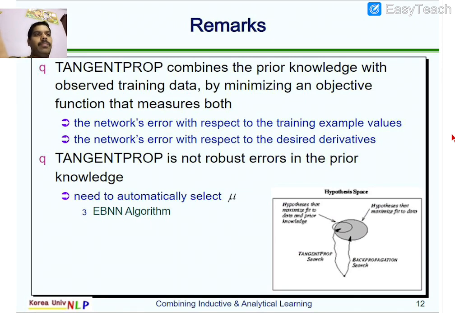And here TangentProp combines the prior knowledge with observed training data. That means whatever training data we consider, whenever we observe the training data, we define new rules and reduce the errors with respect to the desired output we are concentrating on. In order to achieve that, we need to reduce the errors and reduce the alternatives. Here TangentProp is not robust to errors in the prior knowledge, which need to be selected automatically, and so we are going to use the explanation based neural network algorithm.